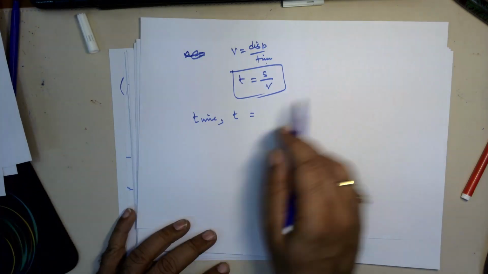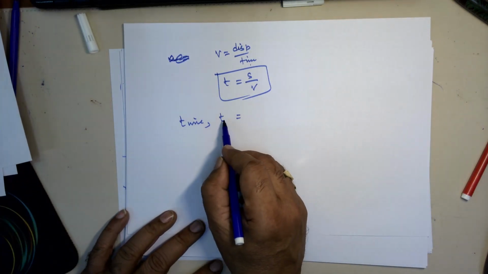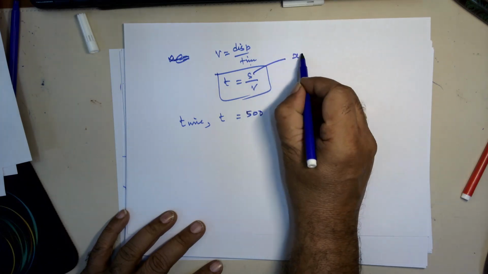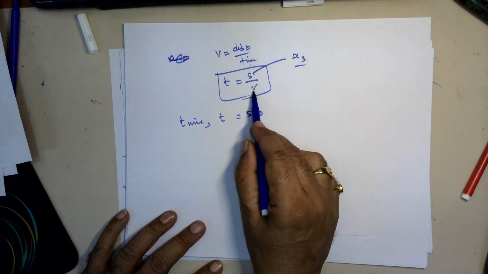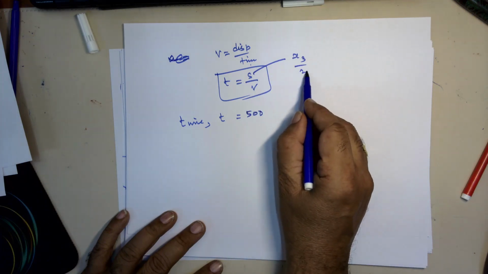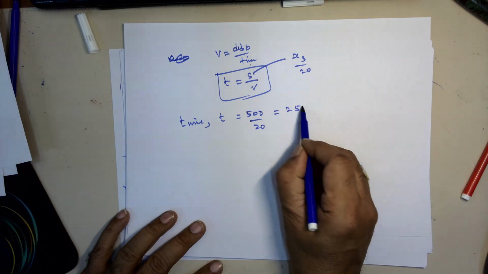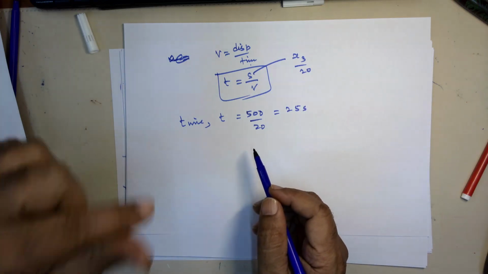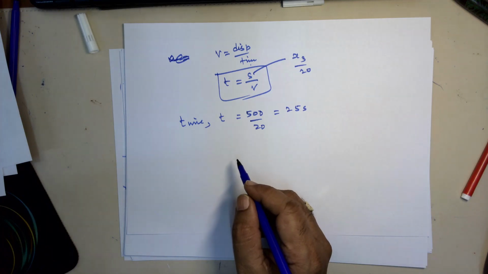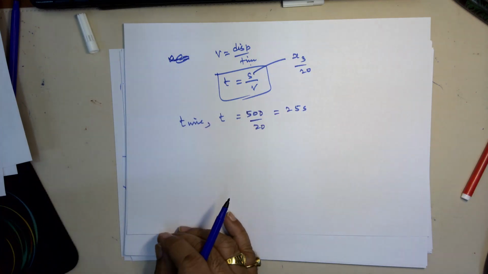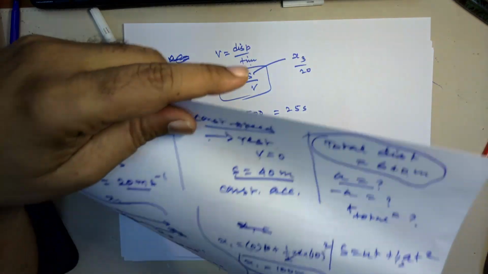So here t is equal to s divided by v. What is s? 500, which is nothing but x3, correct? Divided by v, which is nothing but 20 here. So divided by 20, it becomes 25 seconds. So the time taken is 25 seconds, because that time is very essential here. Now this is the second part. The first part we have already calculated.